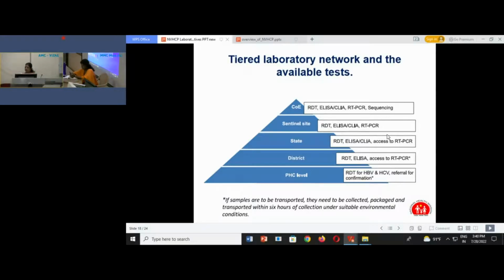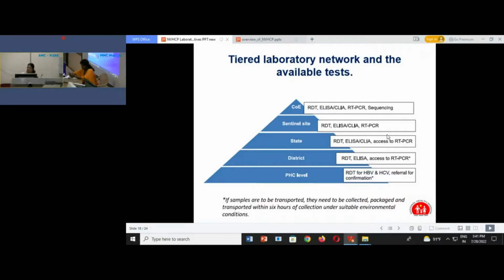These samples are again referred for confirmation at the district level and can also be sent to the state level. At the district level, rapid diagnostic testing is done, ELISA is also done, and there is also access to conduct RT-PCR. At the state level also, there is access to RT-PCR, and CLIA is also done. Chemiluminescence immunoassay, an automated machine, can also be established at the state level.